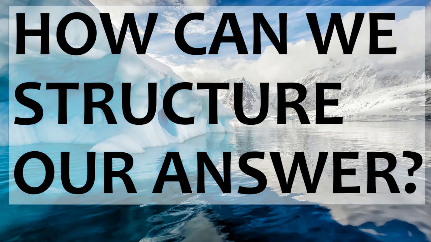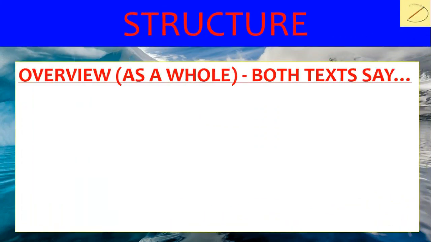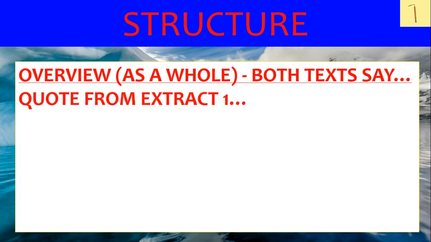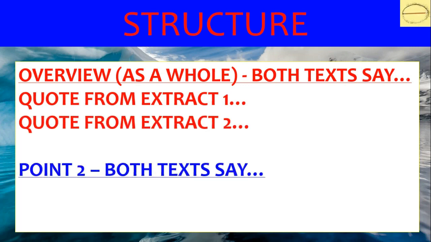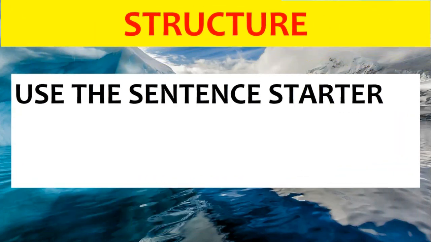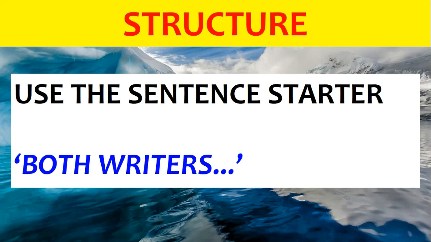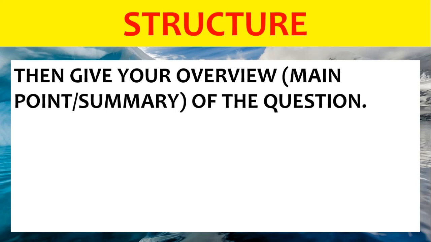So that's the main thing. How are we going to get this down on the page? So let's look at structure. First of all, you need to start off with an overview. Your first sentence should be, as a whole, what is the main thing? Do both texts agree about the food, or do both texts differ about the food? Then you need a quote from extract 1, then a quote from extract 2, and then if we think of another point, another thing that both texts agree or disagree with, a quote from each one. For my overview, I'm going to use the sentence starter "both writers", and I'm going to say something about that. Then give your overview, a main point summary of the question.